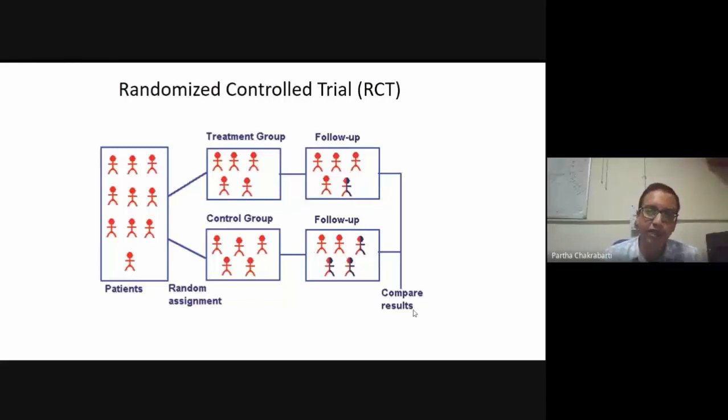So, and there are statistical ways of comparing these results, whereby you can conclude that, okay, this treatment has some impact or a better impact than a placebo, right? So that's how human trials are conducted these days.